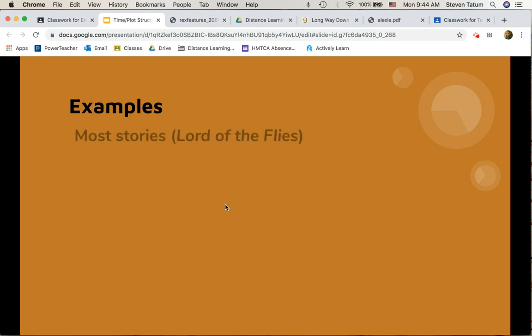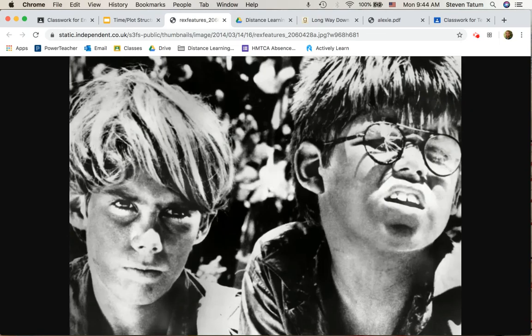Here are some examples. Most stories follow the linear time structure. Think about Lord of the Flies, right? We saw them crash land on the island, and then everything just happens building up to the turning point at the end of that story. And it all just happens through time in a kind of normal way.